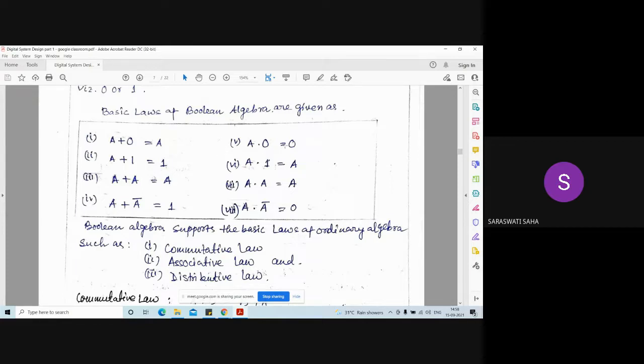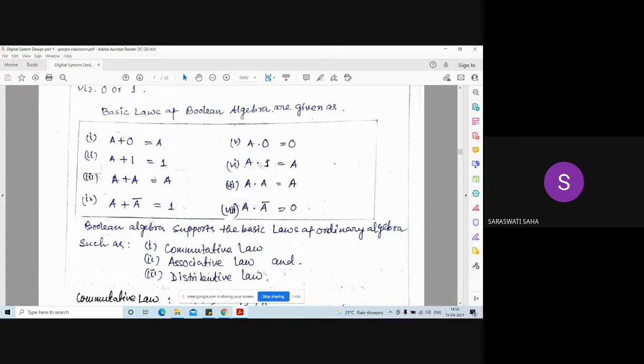In the case of AND law, any variable, whether it is 0 or 1, if multiplied with 0, or dot, or AND operation with 0, obviously the output will be 0. Here, OR operation, A plus 1. So any variable, whether it is 0 or 1, if we OR this with 1, what will be the output? 1. Because in OR operation, if any input is 1, the output will be 1.